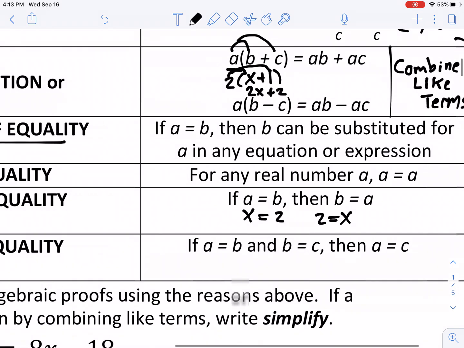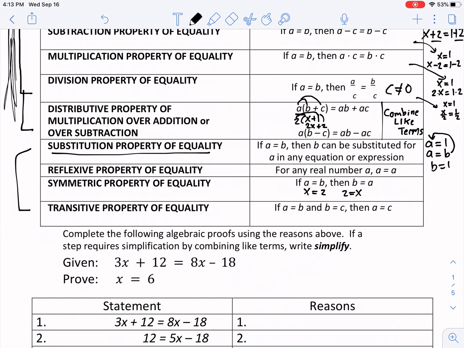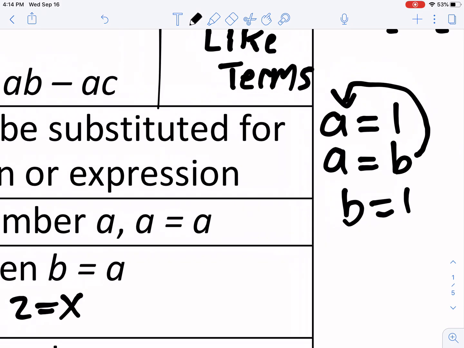And actually, the example I used for the substitution property would be a better example of the transitive property, because the transitive property says if A equals B and B equals C, then A equals C. So it's like taking out the middleman. So if B is equal to A and A equals 1, then B equals 1. That'd be the example of the transitive property.